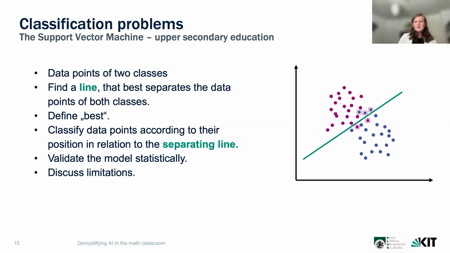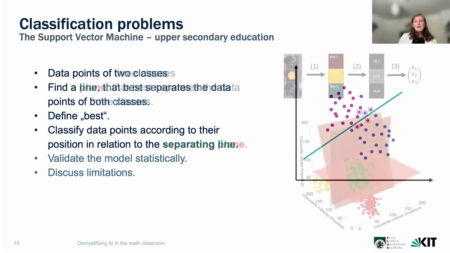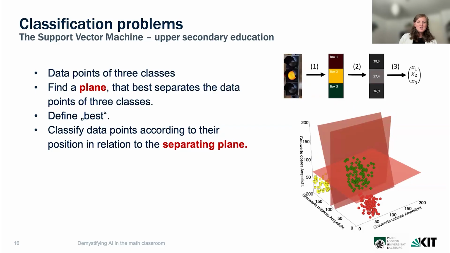So this leads to some limitations which are quite important. For example, in this plot you can see that in the training data there are data points overlapping, so you will already have some data points on the wrong side of the line.